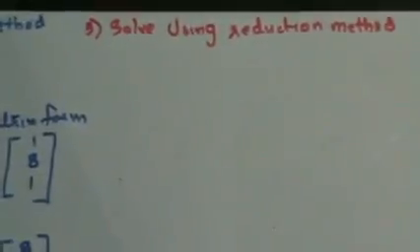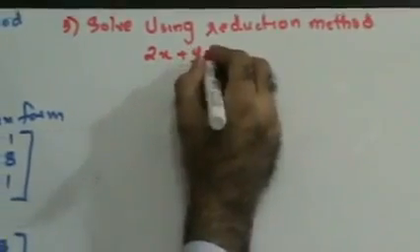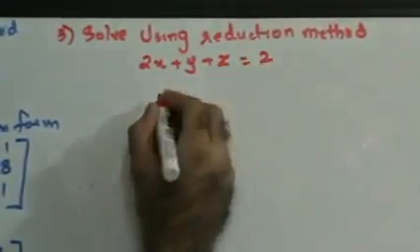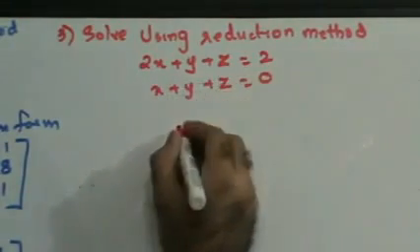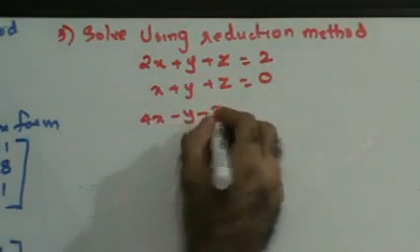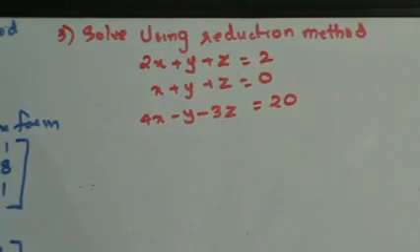Reduction method. 2x plus y plus z is equal to 2. x plus y plus z is 0. 4x minus y minus 3z is 20. They've asked you to solve it by the reduction method. Whether reduction method or matrix method, you start the sum in the same manner.